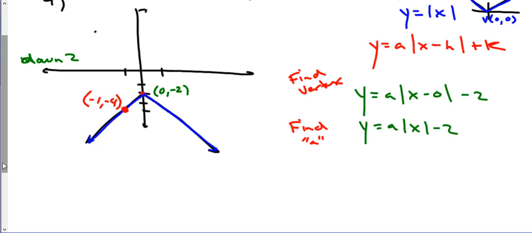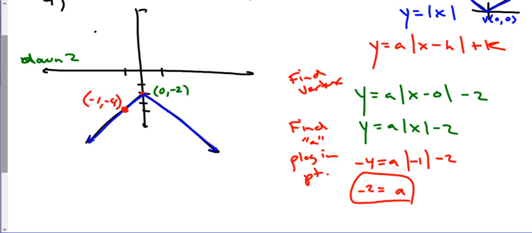So after you find the a, we're going to just plug in a point. How do you find a? Plug in a point. All right, so we're going to plug in our point. We're going to plug negative 4 in for our y. We have our a. Our x is going to be negative 1, minus 2. We're going to solve this. The absolute value of negative 1 is just 1, so we just have a. I'm going to add 2 to the other side because of the negative 2. So it appears that our a value is negative 2.